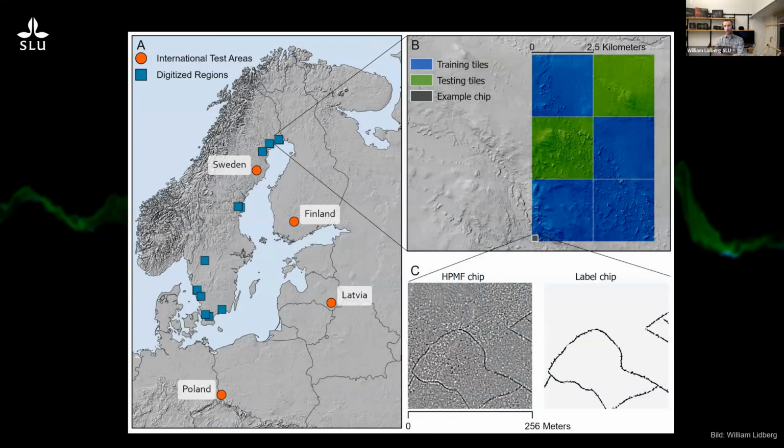So what we did was to first go out and collect training data. We have digitized 1,600 kilometers of ditches across Sweden in these blue areas, and also some in Poland, Latvia, and Finland, to get some data from other countries. We applied a filter to the digital elevation model just to get values from something other than elevation. So we used a high-pass median filter and created these pairs of chips with the high-pass median filter and the labeled ditch channels. We put aside, again, 20% of the data for testing.